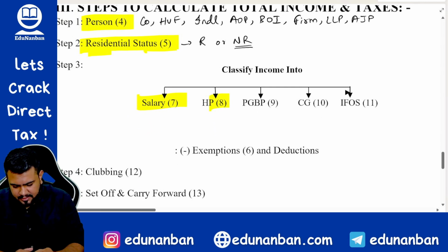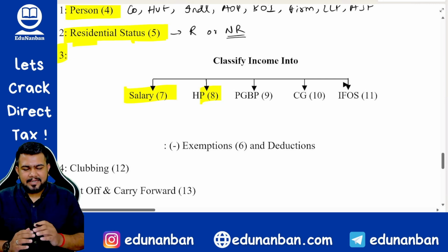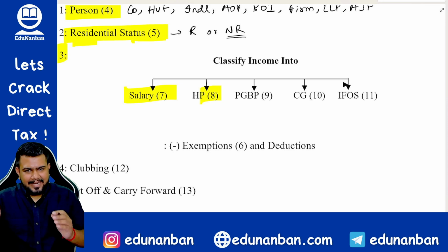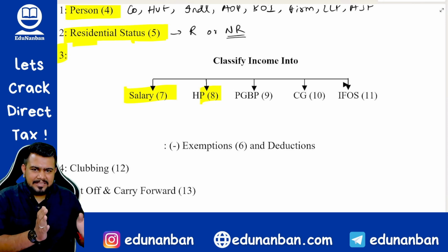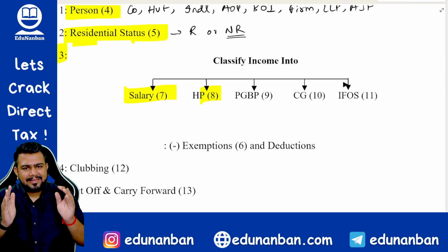Then step number 3. After finding the person and residential status, after knowing the residential status, you will know what and all incomes are taxable, what and all incomes are not taxable. Because whether global income we should take or only Indian income we should take, that you will know.